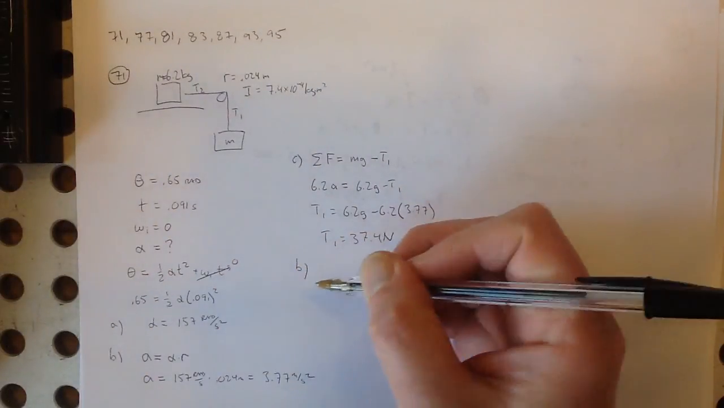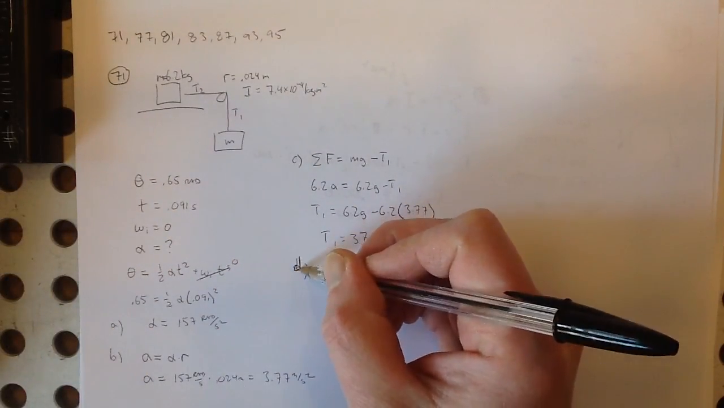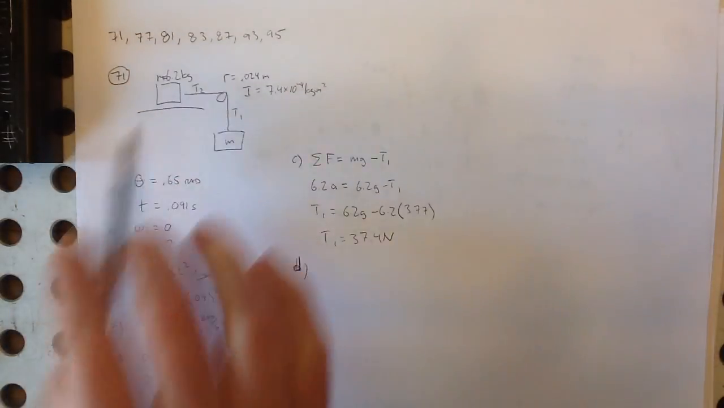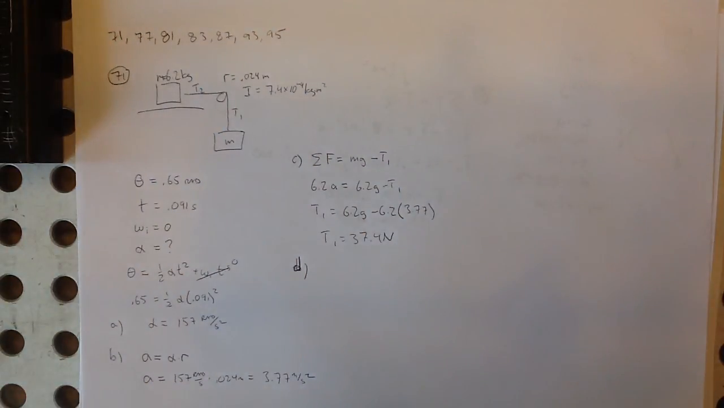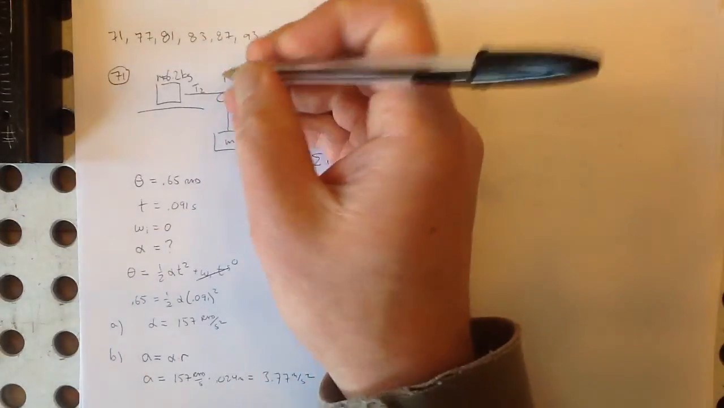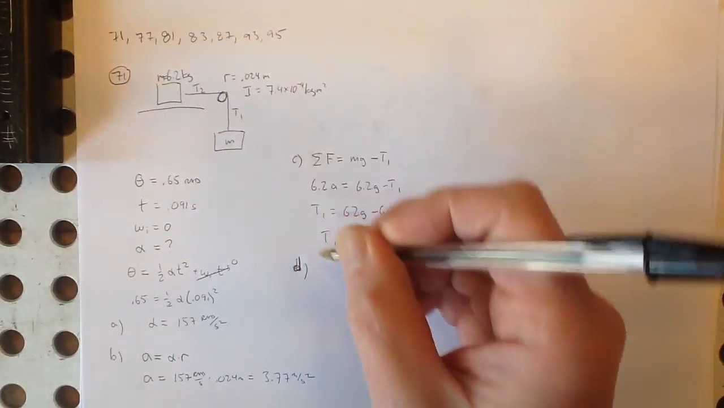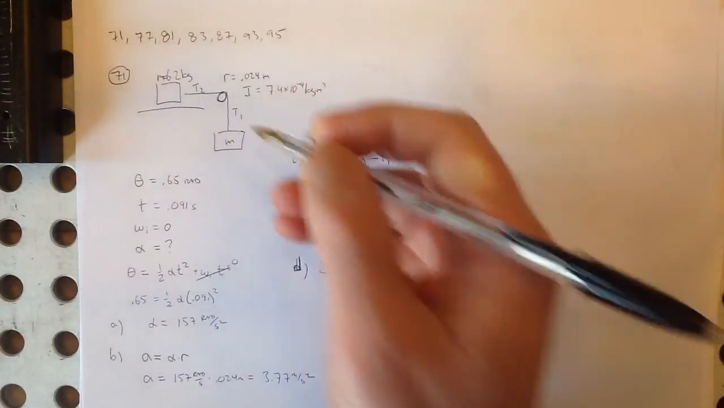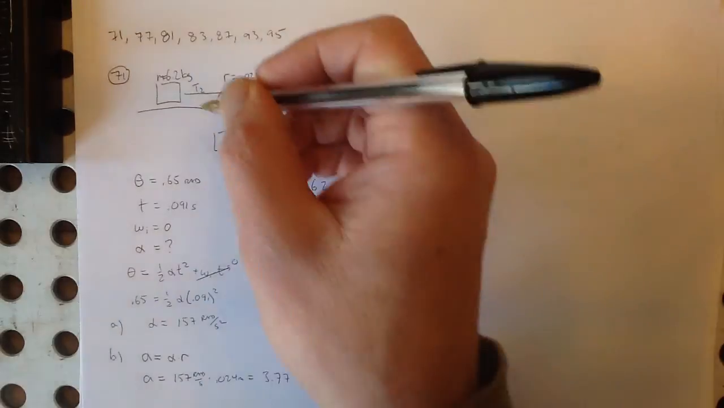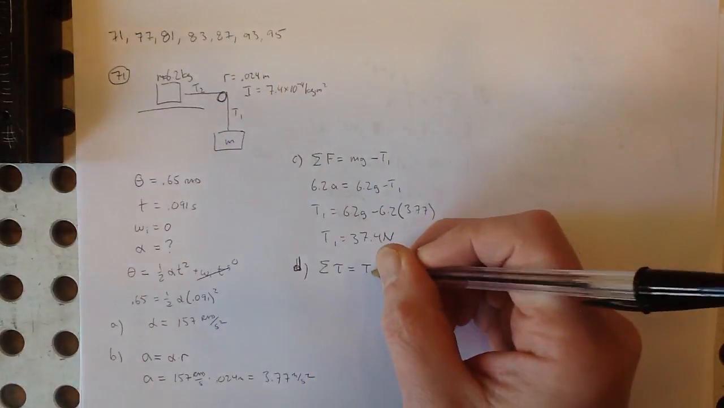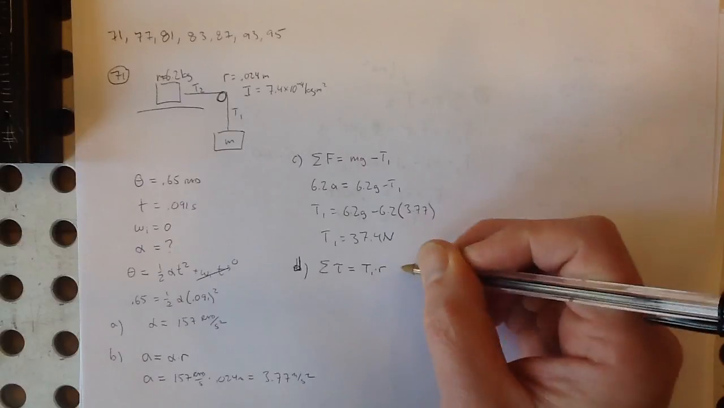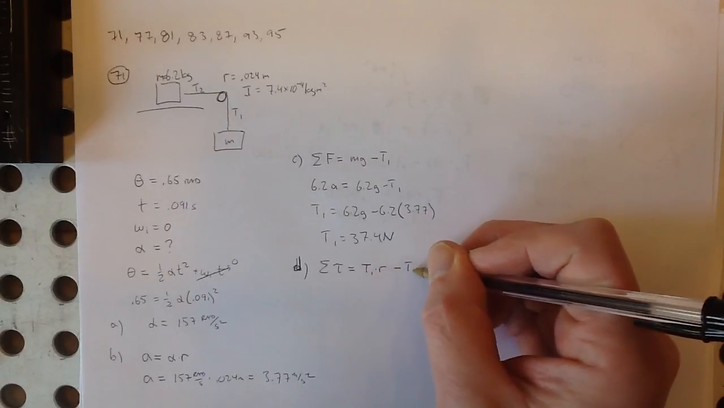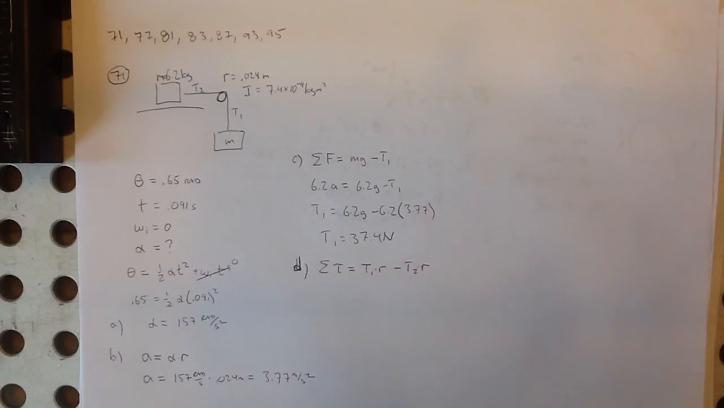T2, oops, D. I can't do the diagram for this block. I can't use block 2 to do it. So I have to use the pulley to do it. And I know that the sum of all the torques on the pulley, well, there's the torque from this one, which is winning, right? The pulley's rotating this way. So that'd be T1 times R minus T2 times R. That torque is losing. That's how we're going to do that.